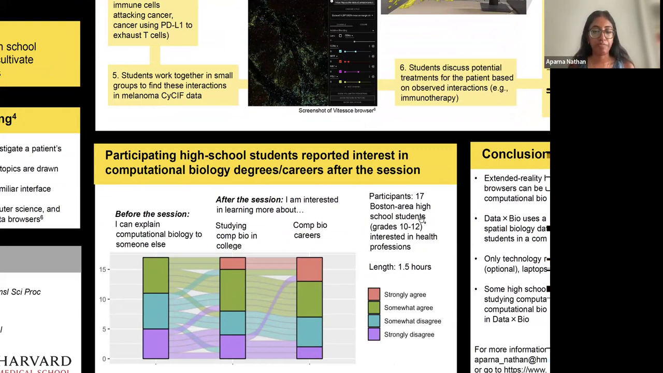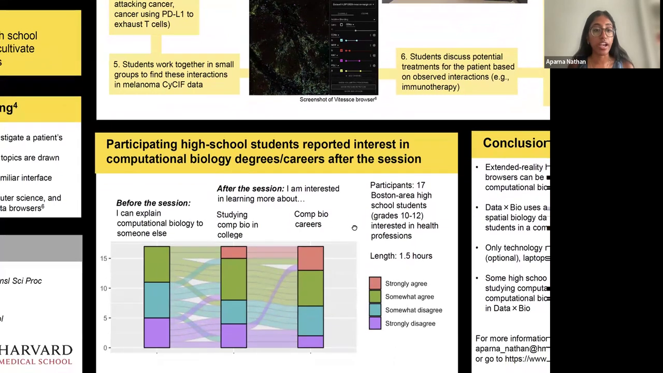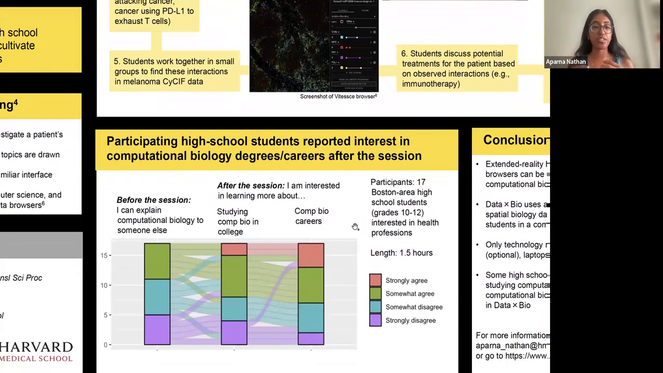Based on what they reported, we could actually see how their attitudes and how their interest in computational biology changed. Before the session, very few of them actually knew what computational biology was to the level where they could explain it to someone else. Most of them were unfamiliar.